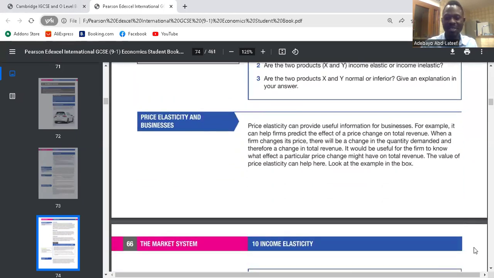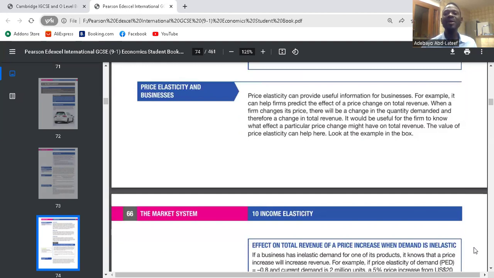Price elasticity and businesses. Price elasticity can provide useful information for businesses. For example, it can help firms predict the effect of a price change on total revenue. When a firm changes its price, there will be a change in the quantity demanded and therefore a change in total revenue. It will be useful for the firm to know what effects a particular price change might have on total revenue. The value of price elasticity can help here.